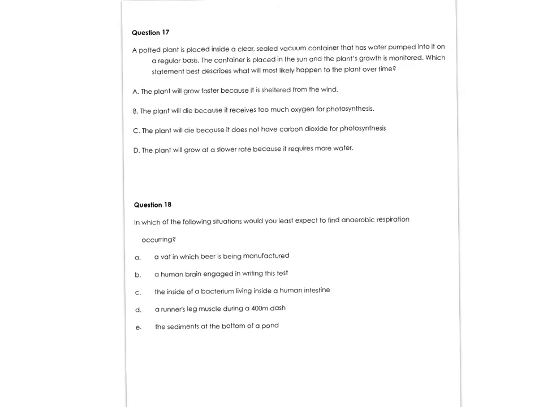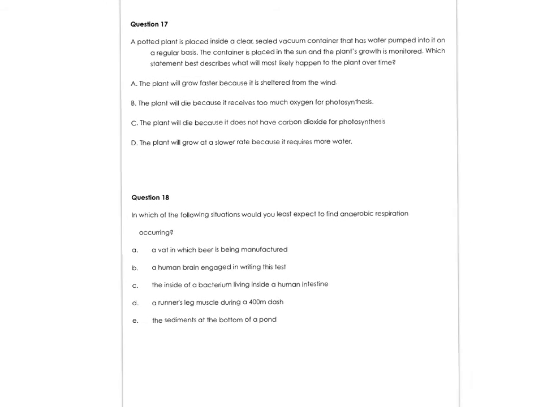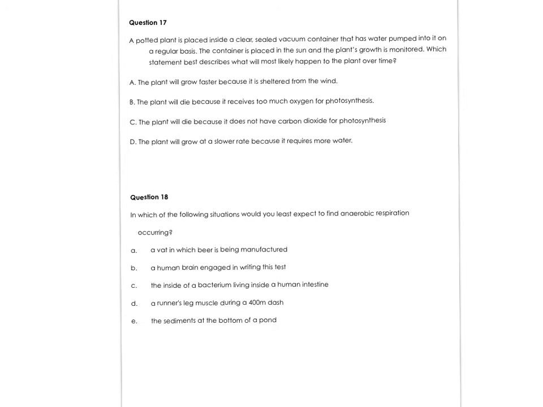The potted plant is placed inside a clear sealed vacuum container that has water pumped into it on a regular basis. The container is placed in the sun and the plant's growth is monitored. Which statement best describes what will most likely happen to the plant over time? Two key points. Again, I almost don't want to explain it because I already explained it in the previous video. I'd like to just reference you to that, but I'll go ahead and explain it here.